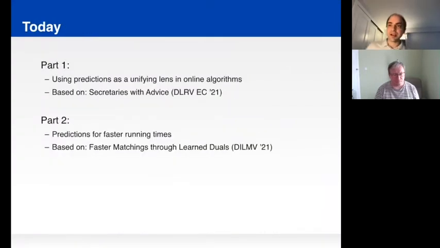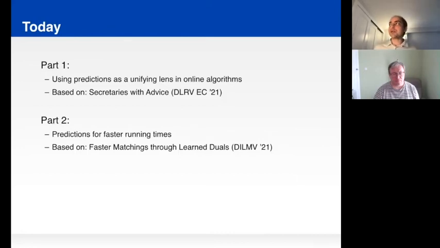So today, this is the intro. I'm going to talk about two results based on two papers. The first is exactly in this latter sense of using predictions as a unifying lens. Here we're going to look at the classic secretaries problem and say, okay, for secretaries, all of these variants have been well studied. How do we unify this? This is joint work with Paul Duetting, Silvia Lattanzi, Renato Paes Leme, and that's going to appear in EC.